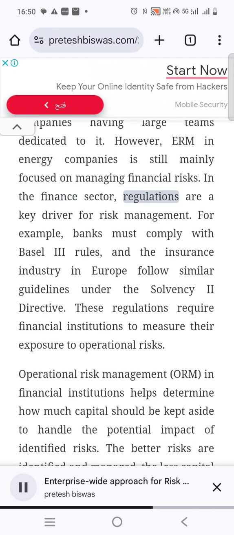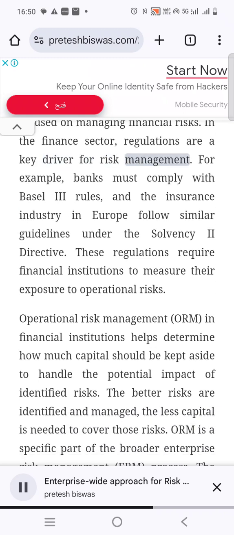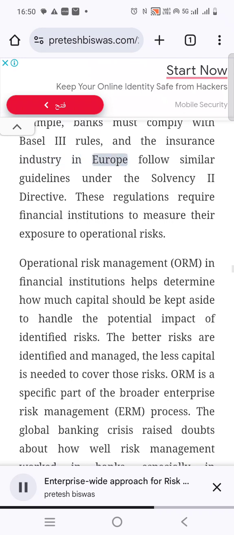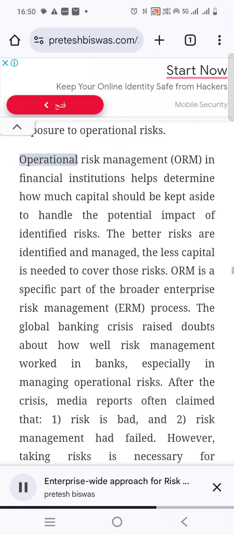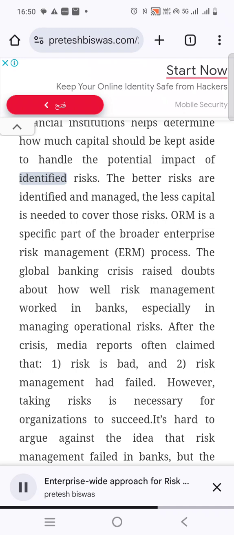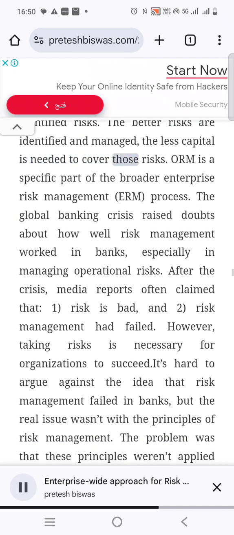In the finance sector, regulations are a key driver for risk management. For example, banks must comply with Basel III rules, and the insurance industry in Europe follows similar guidelines under the Solvency II directive. These regulations require financial institutions to measure their exposure to operational risks. Operational risk management in financial institutions helps determine how much capital should be kept aside to handle the potential impact of identified risks. The better risks are identified and managed, the less capital is needed to cover those risks. Operational risk management is a specific part of the broader enterprise risk management process.